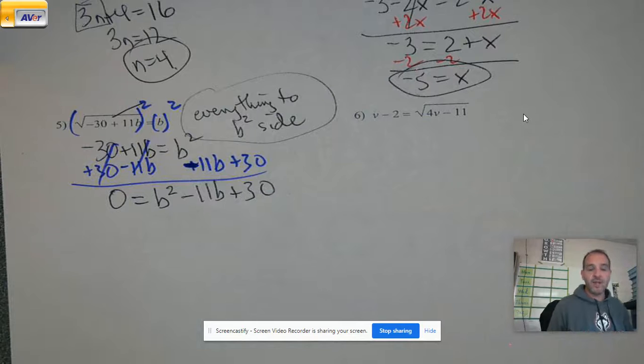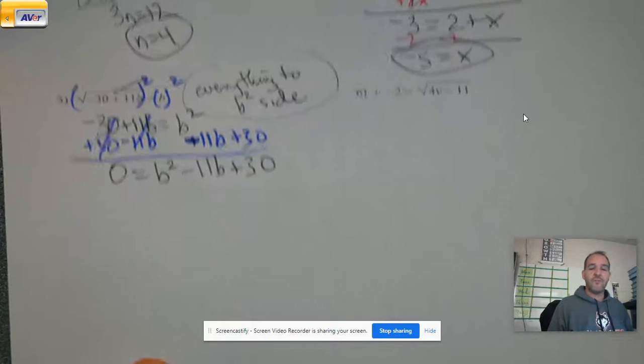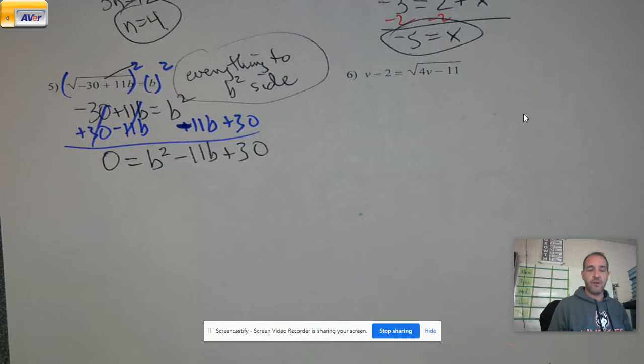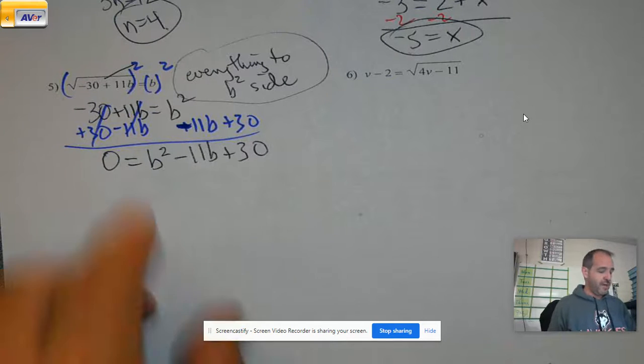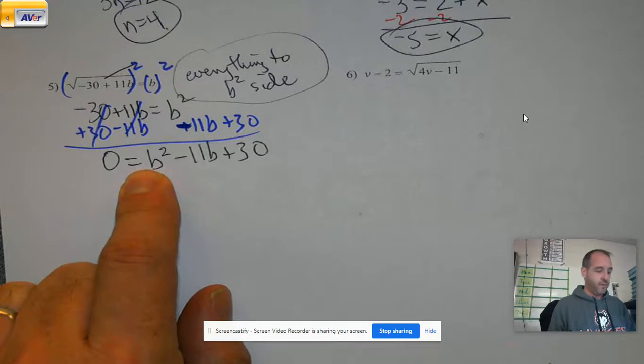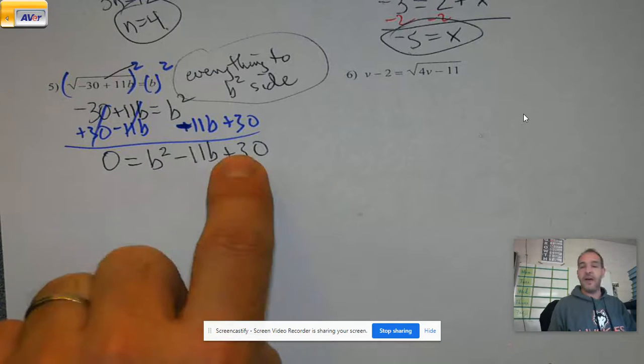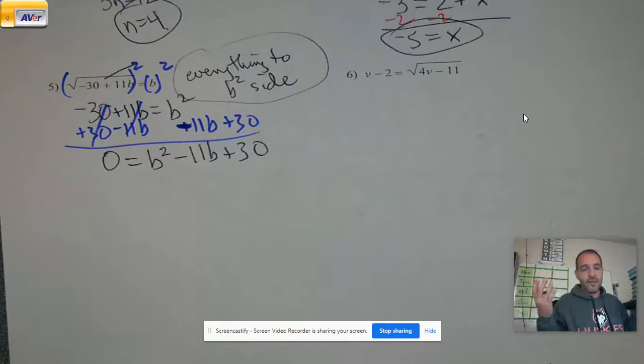And now at this point, you actually have a choice. You can factor it. It's just a regular diamond problem. Or if you wanted to use the quadratic formula, our Swiss Army knife, our tool of all trades, you could use it to solve this too, because your A value would be 1, your B value would be negative 11, and your C value would be 30. Go back in the packet, check it out if you want to. I am going to factor.